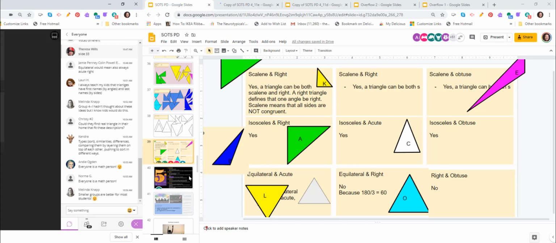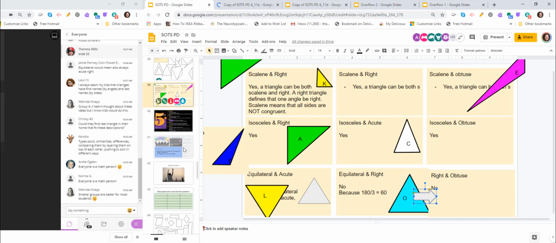And then in our math talk, I would like to point out that I would use several more open-ended questions to try and figure out why can't we have equilateral right and why can't we have right obtuse. And because the students had enough time to explore the different shapes and categorize them, they are really going to be able to put context into those two questions.